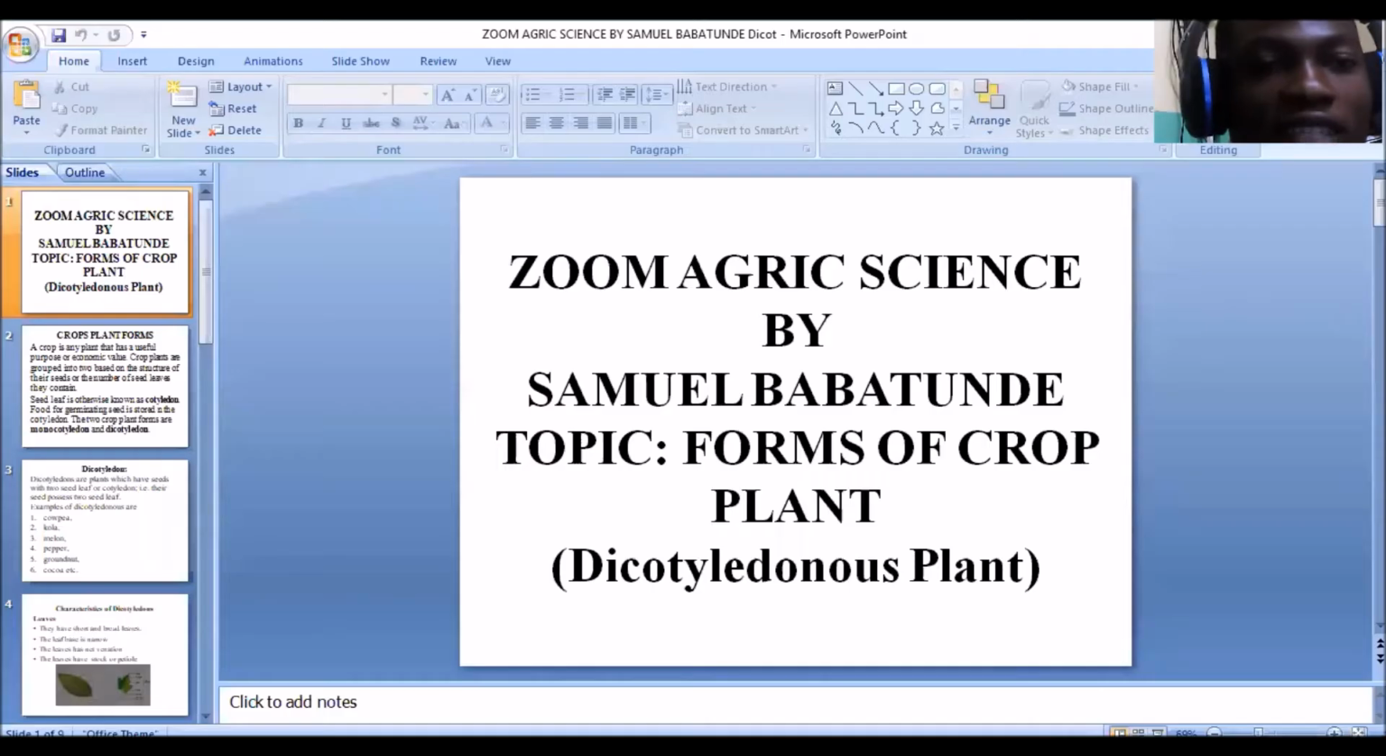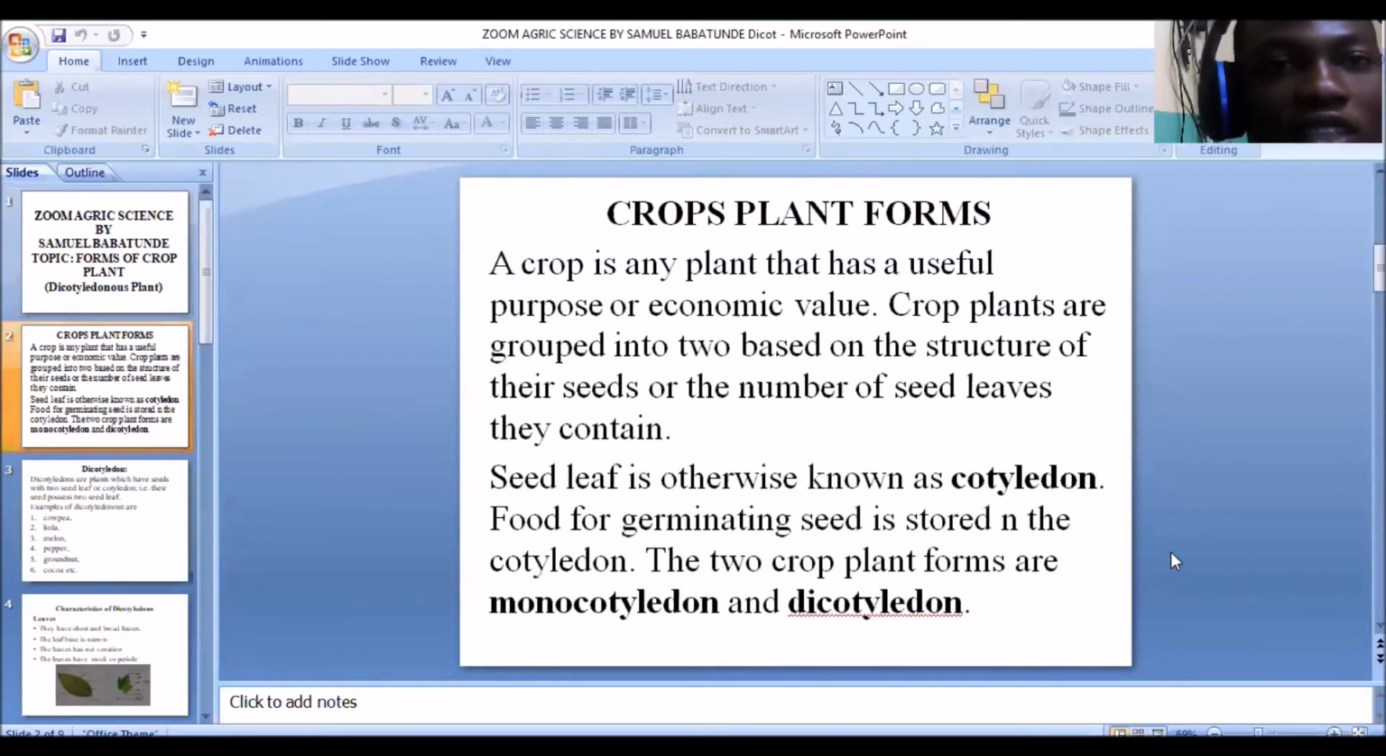So we are discussing the dicotyledonous plants today, and we're going to be seeing the meaning, the examples, and the characteristics of these dicot plants. Like I said before, my name is Samuel Babatunde, and the topic for discussion today is crop plant forms, or forms of crop plants. And like we know, we discussed monocotyledonous plants in our previous class, but today we'll be looking at dicotyledonous plants.